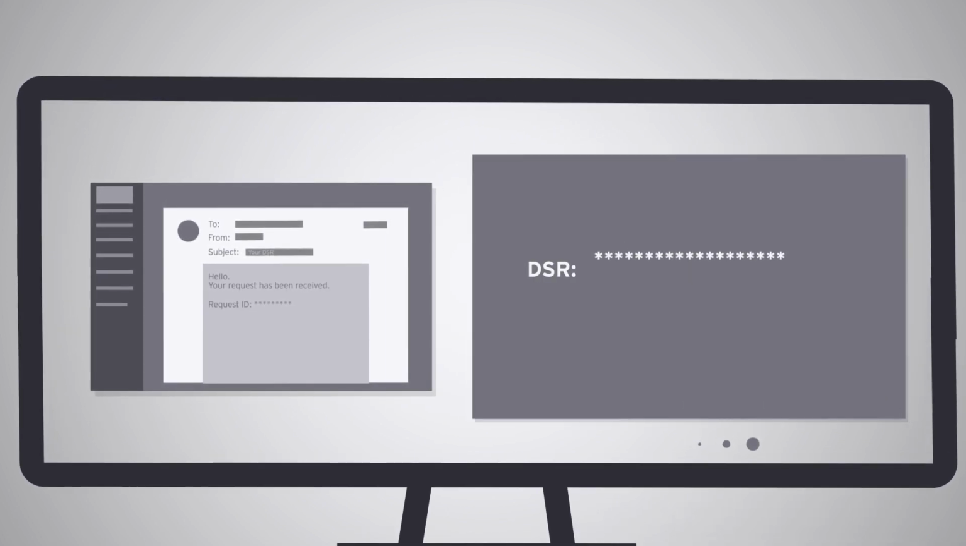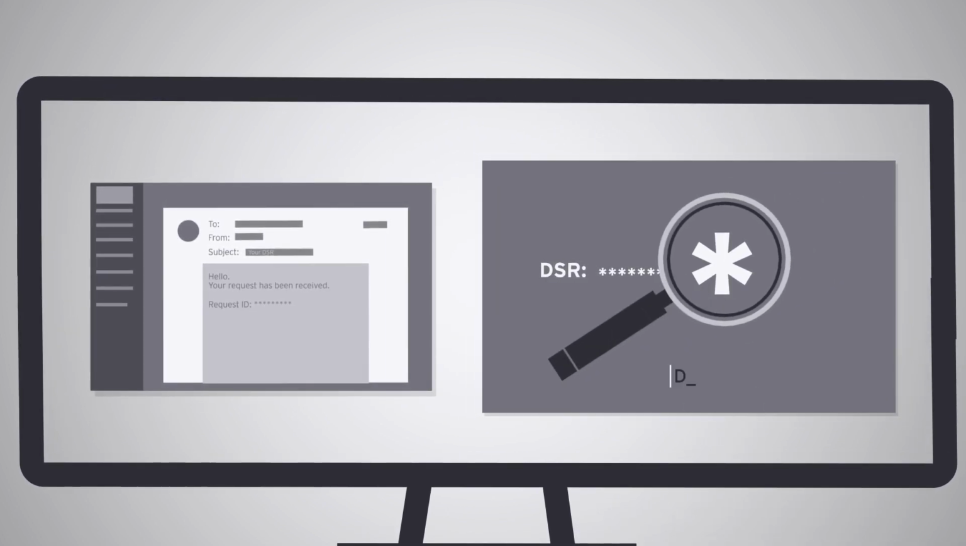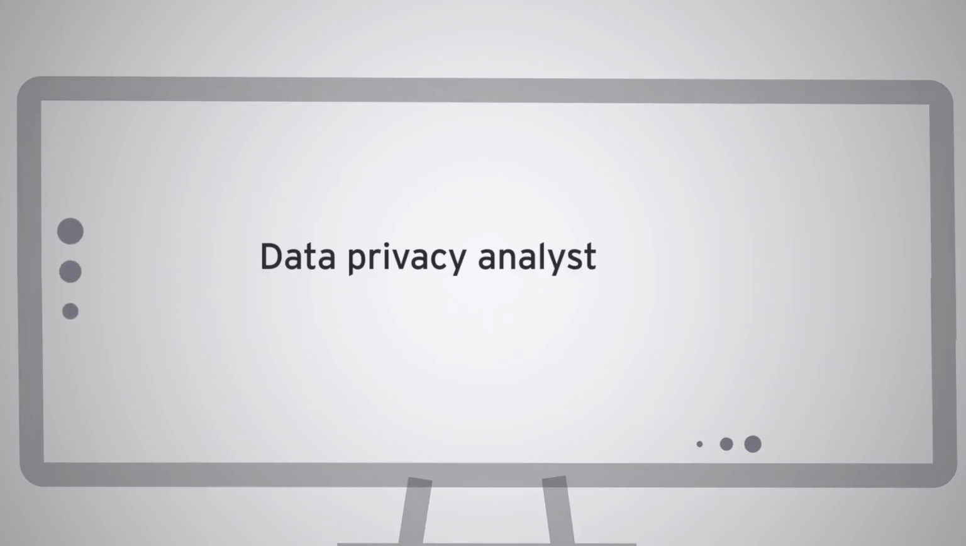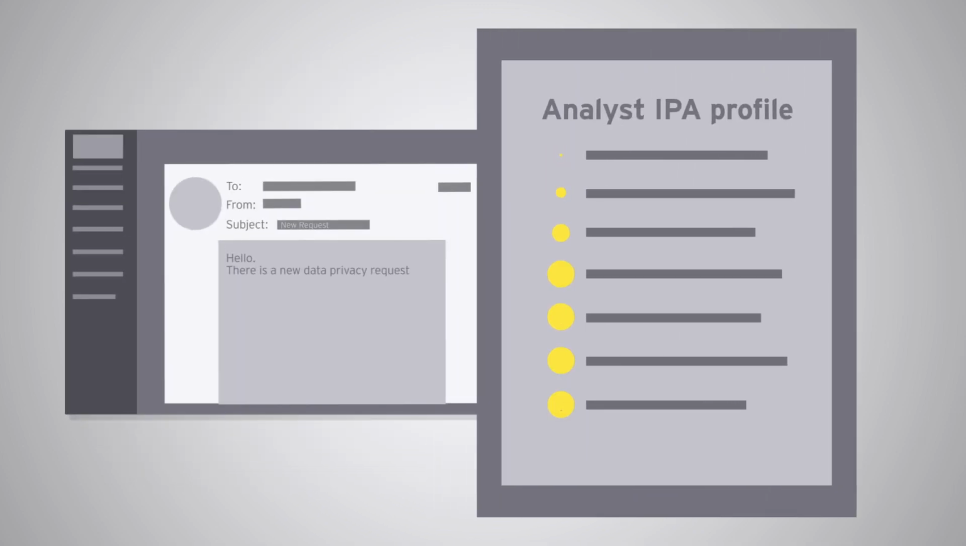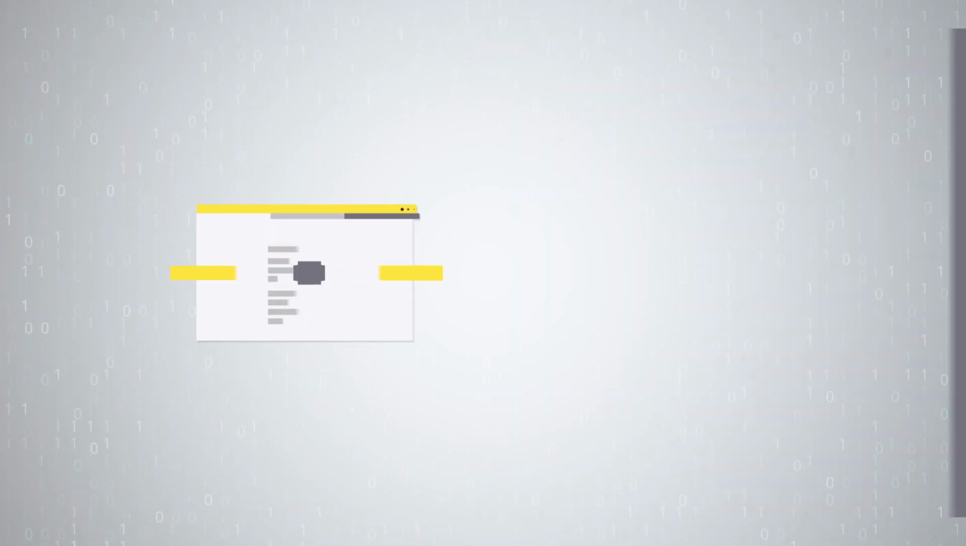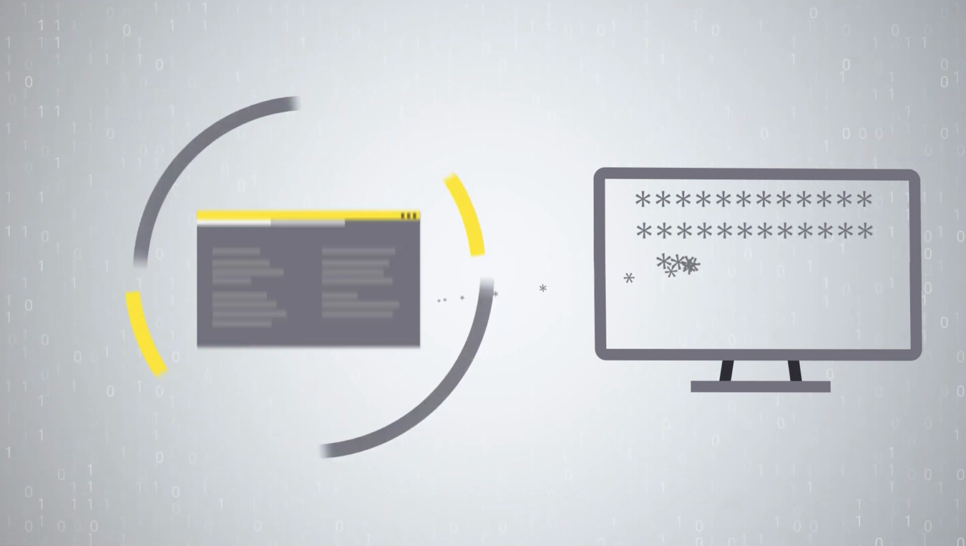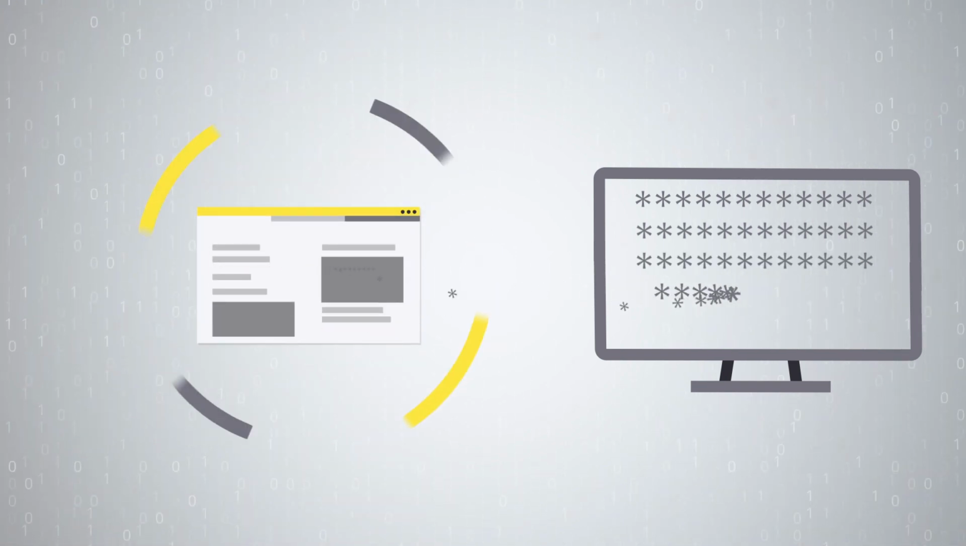Additionally, IPA's workflow engine also assigns the request to the organization's data privacy analyst. The analyst then receives an email notification and a task is added to their IPA profile. The solution provides access to a data discovery engine that the analyst can use to identify the instances of a requester's personal information across multiple data stores.